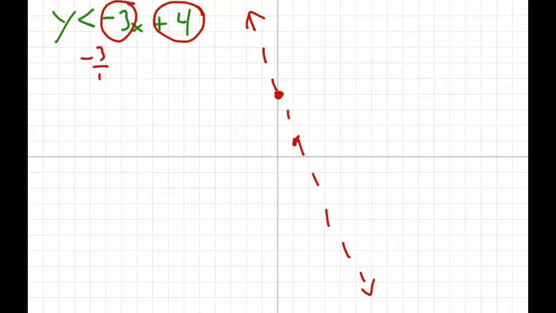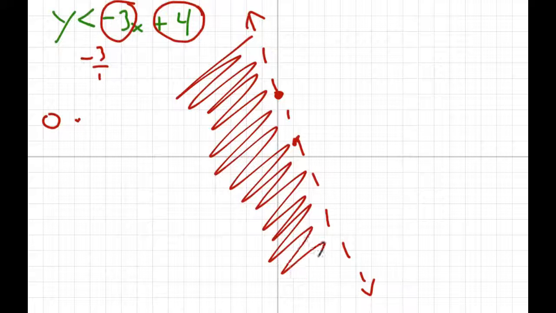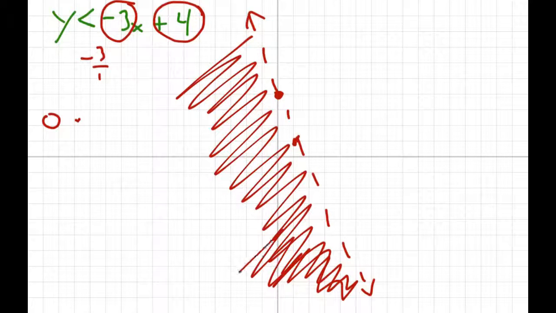Kind of like when we graphed on a number line and used an open circle when we wanted to start at the number but not include it, and we used a point when we wanted to include it. Same thing here. Dashed line when we don't want to include it, solid line when we do. Now it's less than. Less than would be below the line, which is over here. So I'm going to shade over here, below the line.